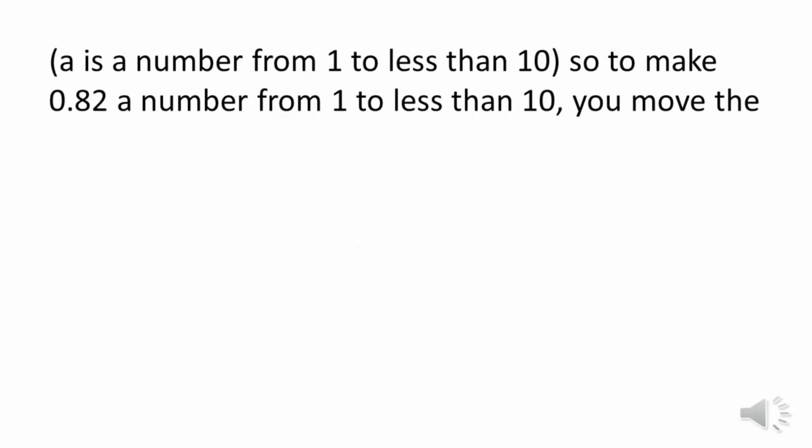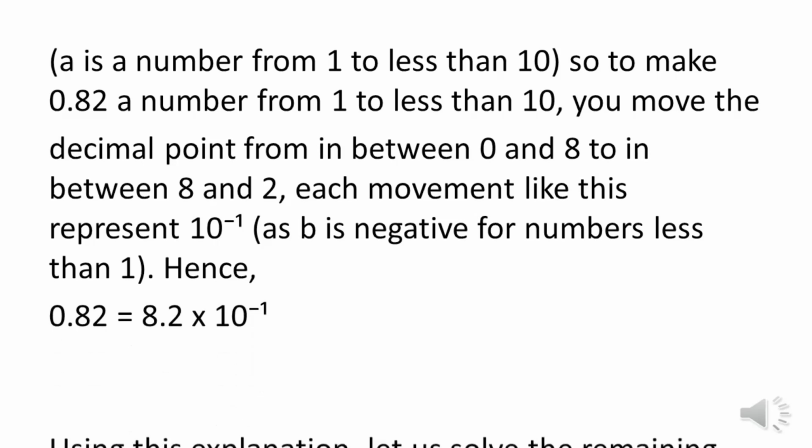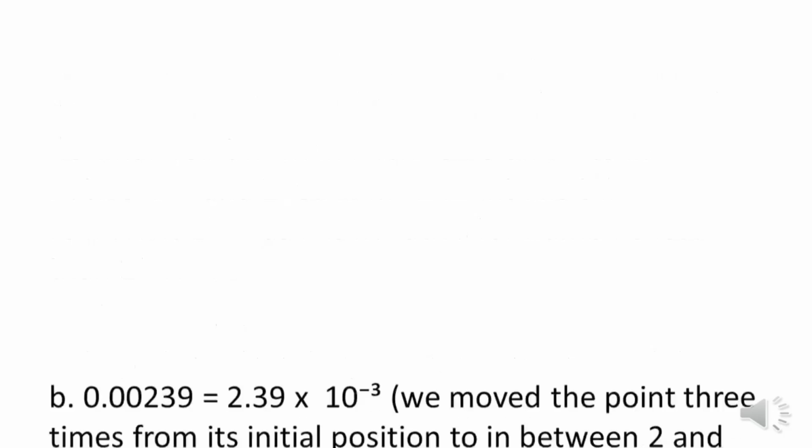A is a number from 1 to less than 10, so to make 0.82 a number from 1 to less than 10, you move the decimal point from in between 0 and 8 to in between 8 and 2. Each movement like this represent 10 raised to power minus 1, as b is negative for numbers less than 1. Hence, 0.82 is equal to 8.2 times 10 raised to power minus 1. Using this explanation, let us solve the remaining examples.